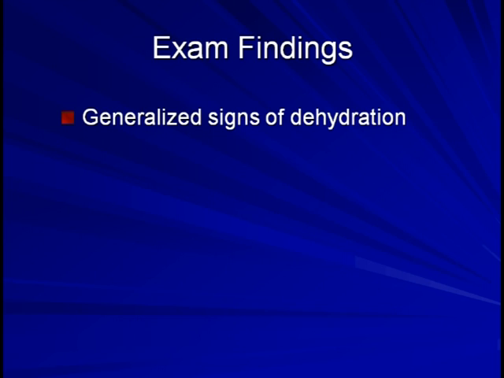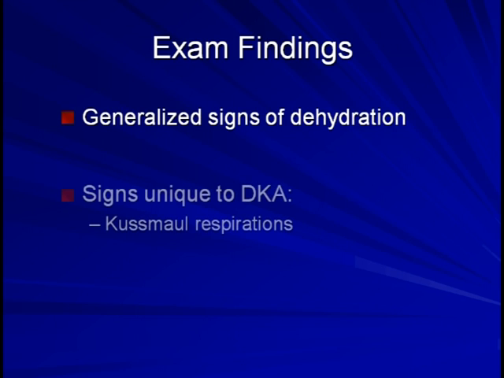There are two interesting signs unique to DKA. First is the eponymously named Kussmaul respirations. These are respirations that are of normal rate, but excessively deep, such that the patients will have an elevated minute ventilation. The mechanism for this is presumably increased respiratory drive as a consequence of low arterial pH.